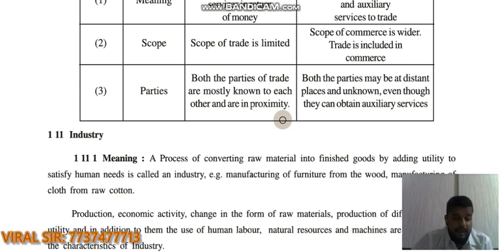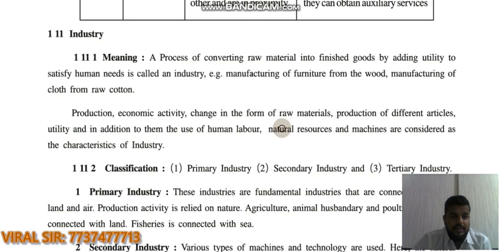But in trade, if I'm purchasing a good from a shop, there are chances that I would be knowing that shopkeeper in close contact. Clear? And the last one is industries.